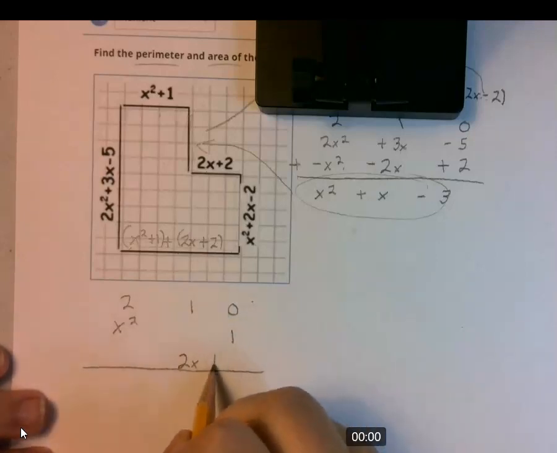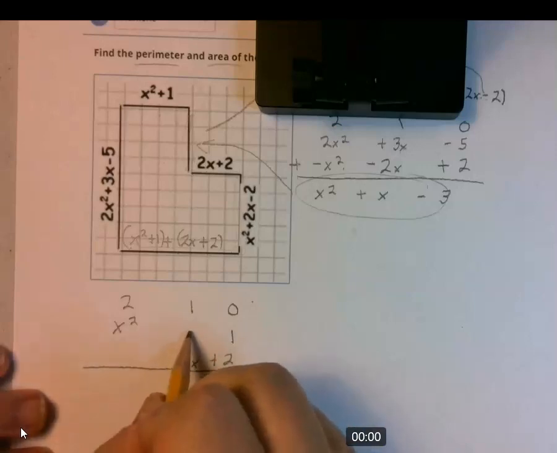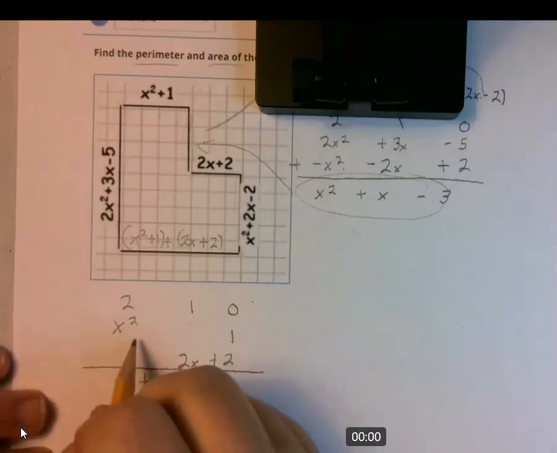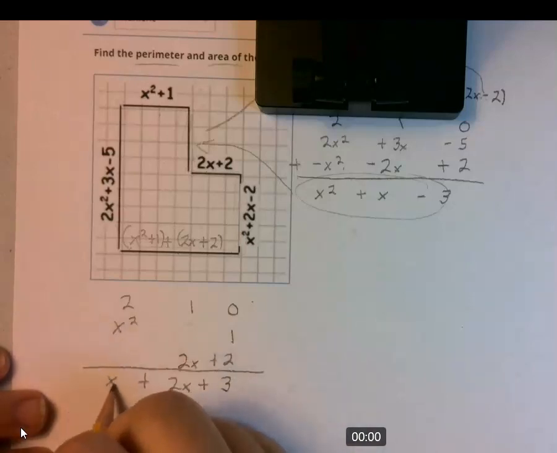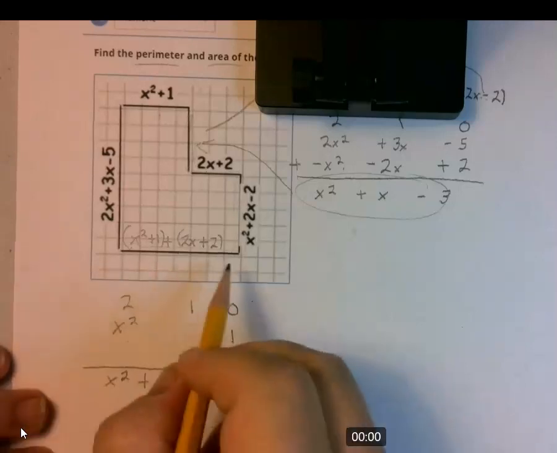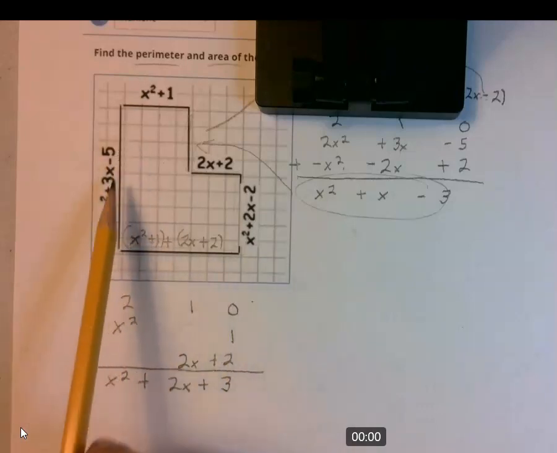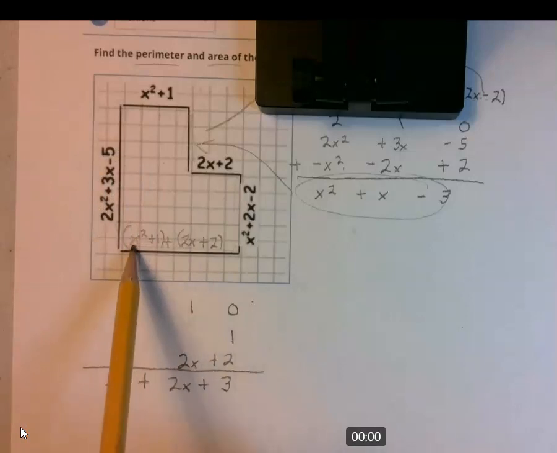And 2 plus 2. So now you add these two and you get 3. Here you got nothing there, so it's 2x. And you got nothing there, so it's just x squared. Okay, so we now know this, we now know this. Alright, so let's go ahead and do this. So now we got to add all of these pieces together.